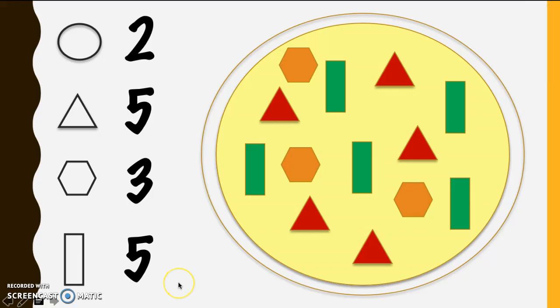Uh-huh. All right, perfect. What about a less than sentence? Can you think of a less than sentence? Yeah, there are fewer hexagons than there are triangles. Or I could say there are less hexagons than there are triangles. Good one. Can you think of one? Perfect. You could say there are fewer circles than rectangles. Wow, friend, you're so good at comparing these different shapes.